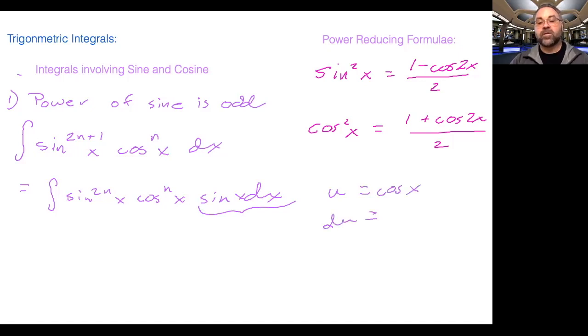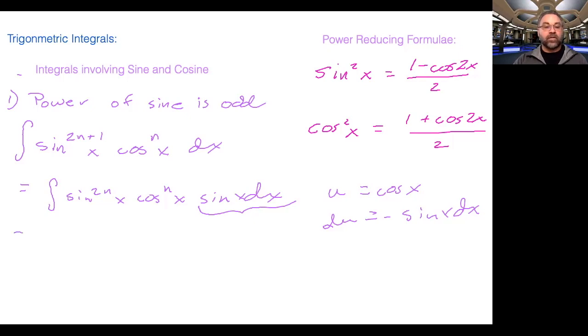So du is negative sine of x dx. Oh, sorry, sine of x dx, not cosine of x. It's the derivative of cosine of x. And that allows us to do a nice u substitution for cosine. This even power of sine then can be converted into cosine. You could do the power reducing formula, or you could use the Pythagorean identity.